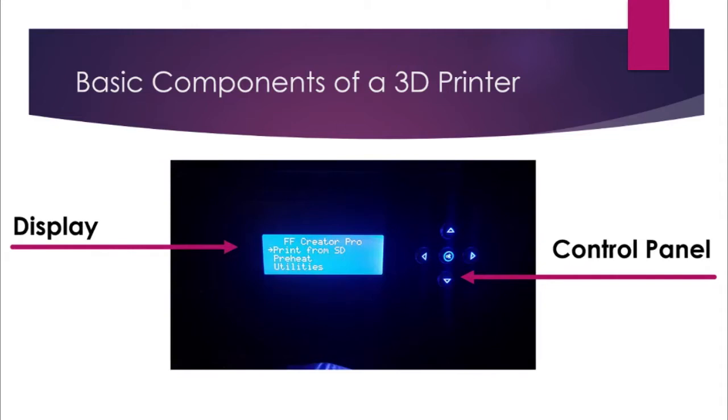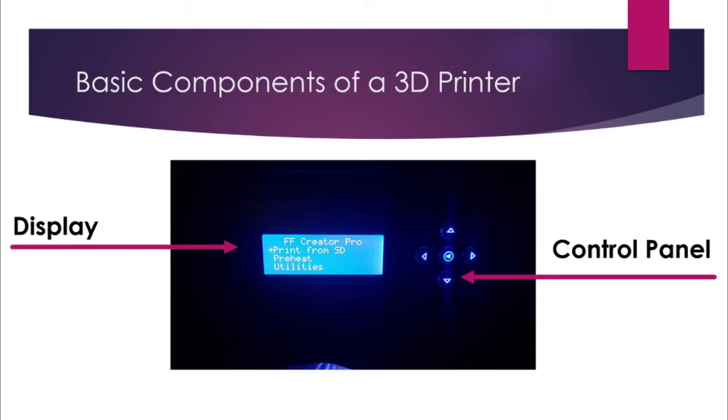Here we have on the left-hand side the display for my particular printer. It allows you to check the progress of the 3D print. You can see here it says print from SD, where I can select the model. There's preheat to be able to set the temperature on the left or the right side. Then there's utilities for loading and unloading the filament.